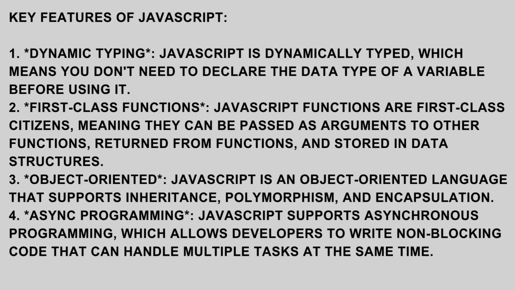JavaScript is an object-oriented programming language that supports inheritance, polymorphism, and encapsulation. Async programming. JavaScript supports async programming, which allows developers to write non-blocking code that can handle multiple tasks at the same time.